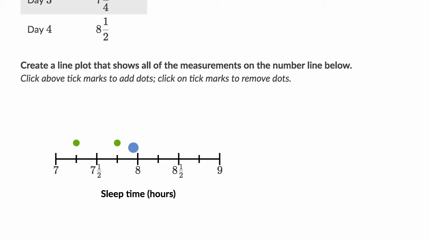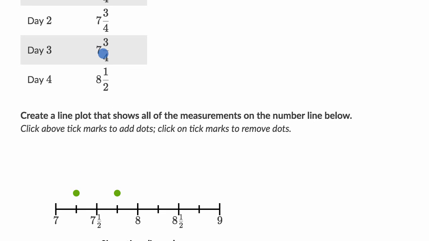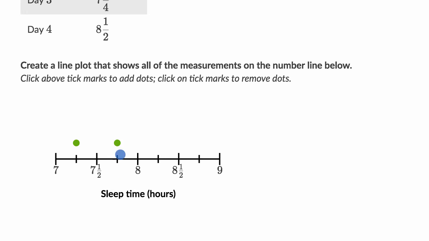So that's day 2. Day 3, you also slept 7 3/4 hours. So that's another day that you slept 7 3/4 hours. And then on day 4, you slept 8 1/2 hours, which is right over there. And so here we go.